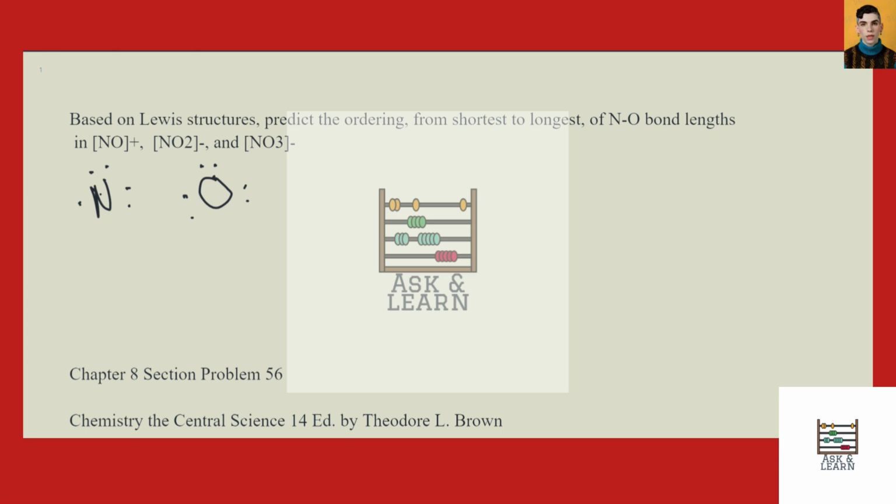And so the number of valence electrons in NO+ will be 1 nitrogen, 1 oxygen, and take away 1 electron. So 5 plus 6 minus 1 equals 10 electrons. And so to do this, we'll make sure that there are a total of 10 electrons in the molecular structure.